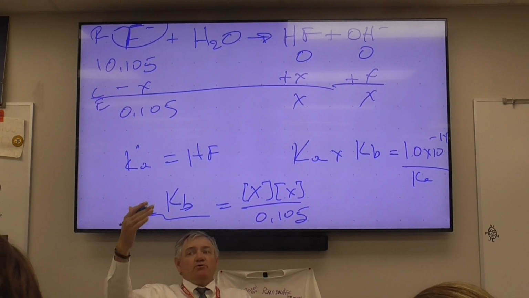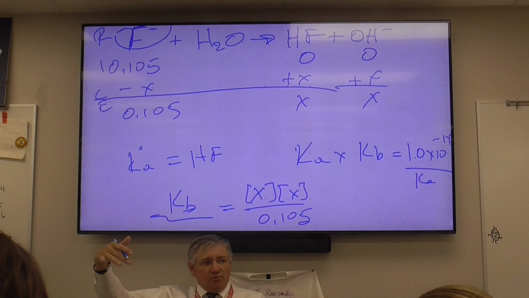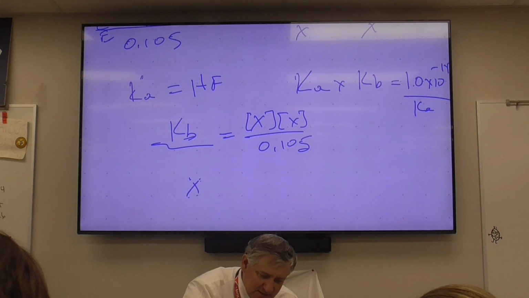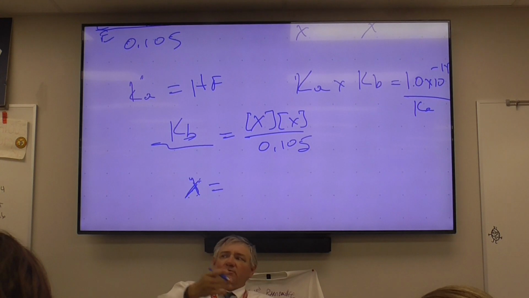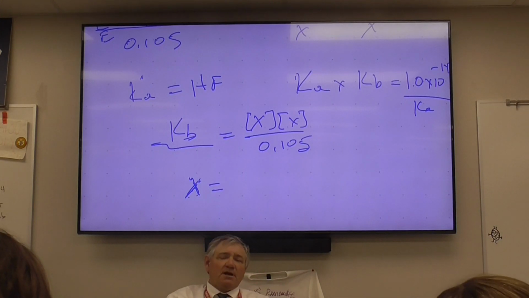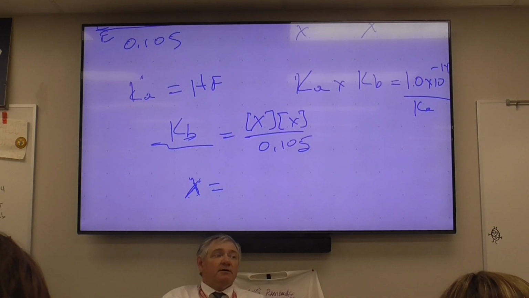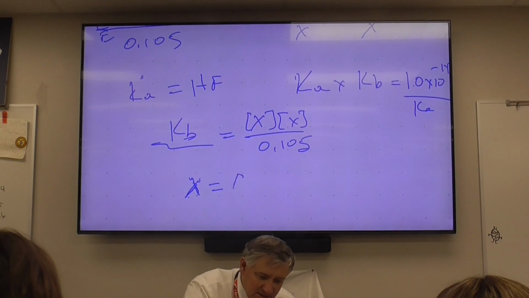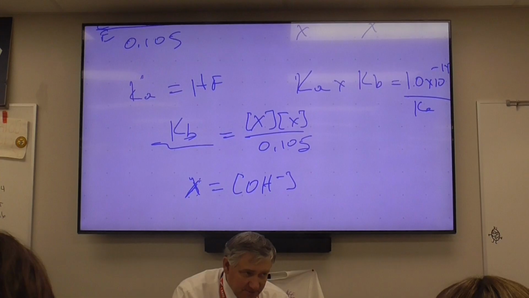And this is why you write out reactions so you see what you're getting. So when you find this X, is that your hydronium ion concentration or your hydroxide ion concentration? That's your hydroxide ion concentration, okay? Because it's acting as a base. So when you get X, that's going to be your hydroxide ion concentration.